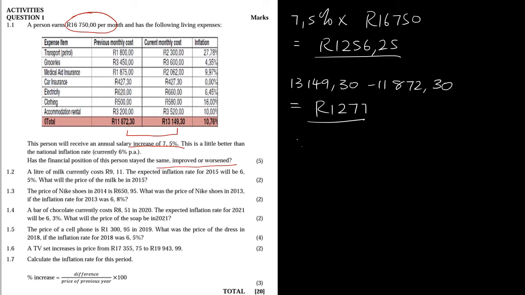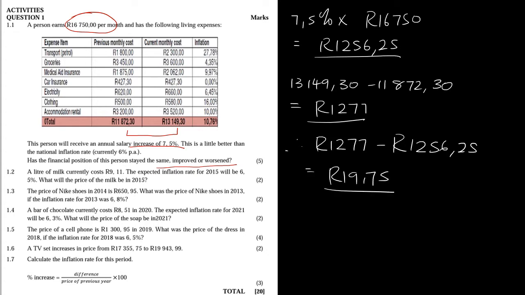So therefore we can determine the difference now. We take 1,277 minus the 1,256.25, and that would give us 19 Rand 75. Now if you look at the 19 Rand 75, although it's in terms of the expense, we find that it's not a significantly huge amount for us to determine that it's increased or worse. In this case, it would be towards getting worse because it's an expense. His expenses are a little bit more, but it's not a very significant amount for us to say that it would be getting worse. So therefore, it's approximately the same.